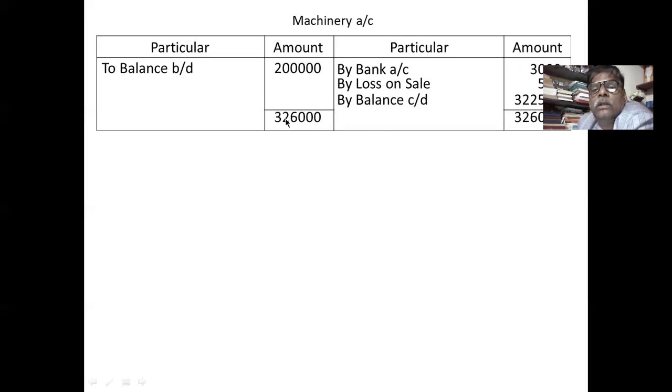You take the total, 3,26,000. So the difference is 1,26,000. This 1,26,000 is called purchase. So by bank is the sale, to bank is the purchase. Purchase is called application. Sale is called source. These two items you have to take in the source and application. Clear? Remember: to bank, purchase of asset; by bank, sale of asset. So purchase is the application, sale is the source.